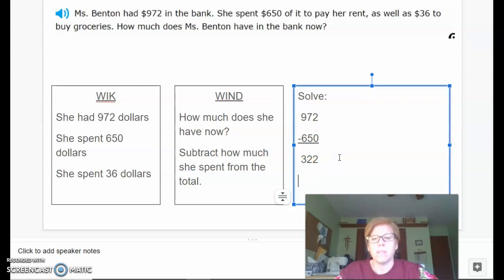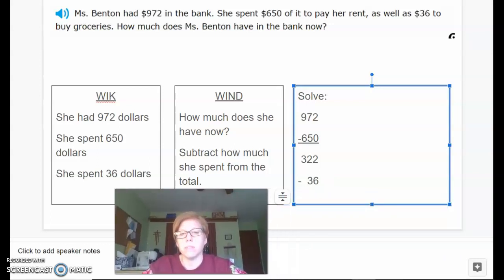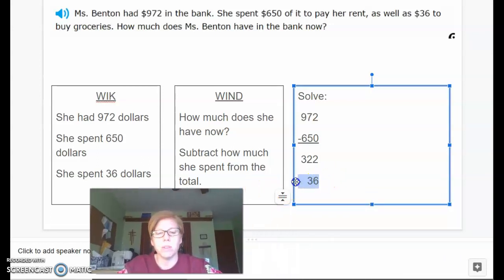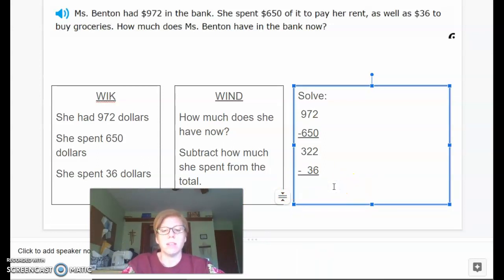322 take away 36. And I need to make sure that I line up my place value spots. There we go. Because that can always get you in a spot of trouble if you don't line up your numbers by the place values. All right. So let's start in the ones place. I can't take 6 away from 2, so I'm going to have to borrow from the tens place. This 2 will become a 1, and this 2 will turn into a 12. 12 take away 6 is 6.